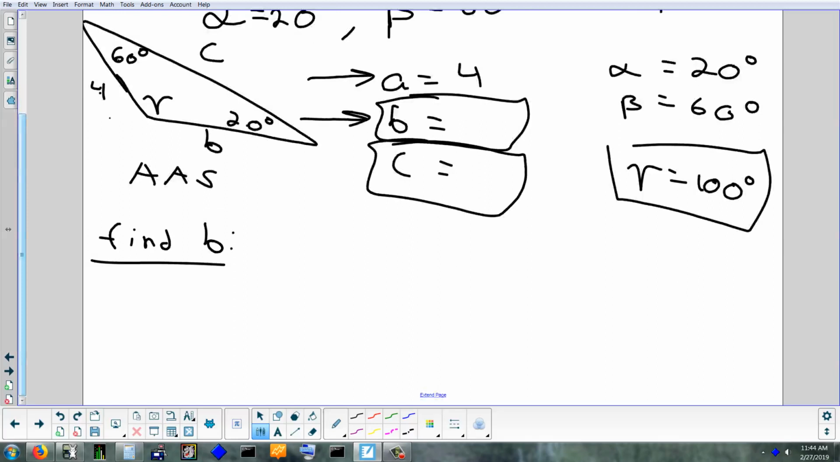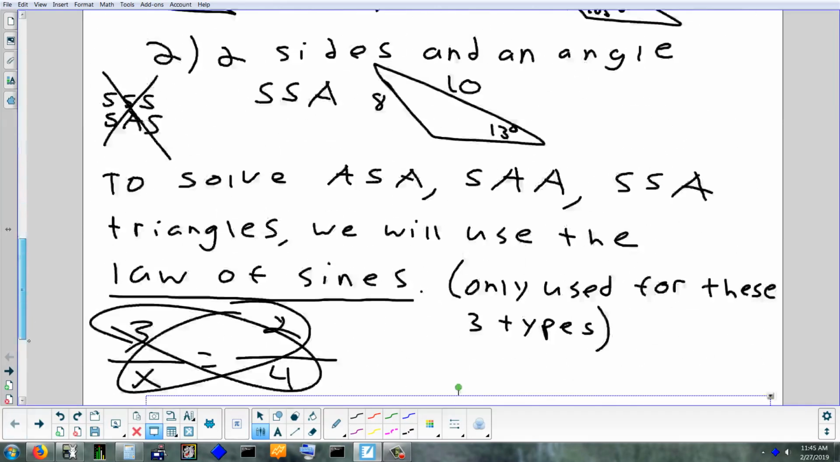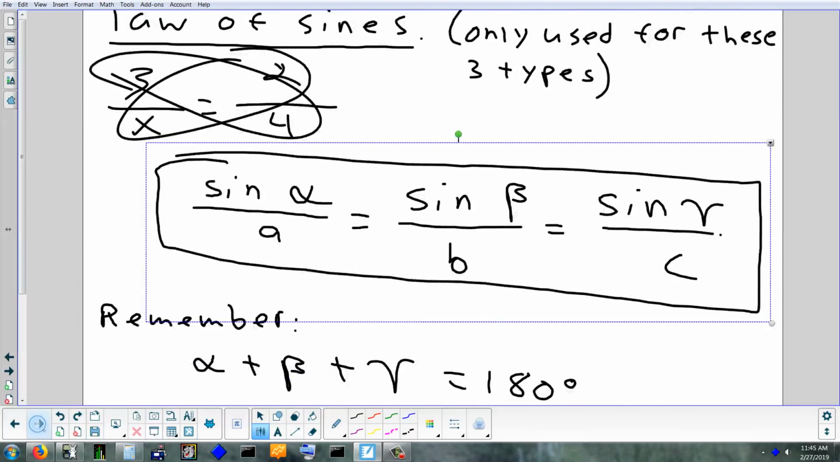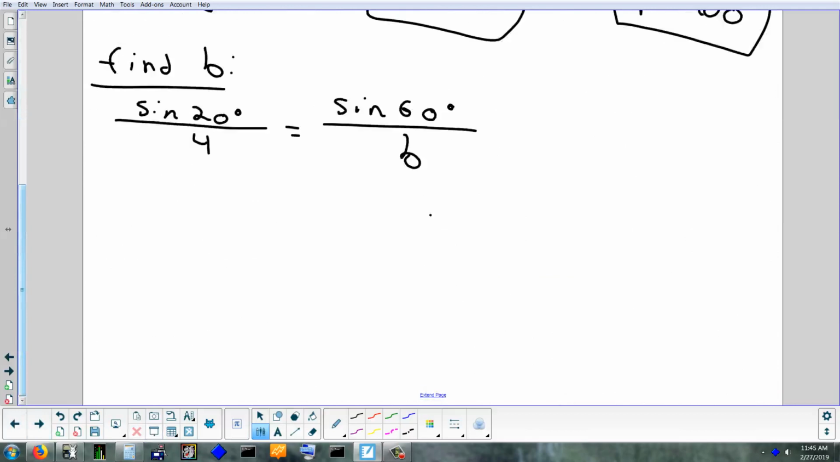So let's go back and look up law of sines that has the A and the alpha part. Yeah, we don't need to look it up. So sine of alpha over A. That's the first fraction, except A is 4. So fill in what you know. And then on the other side, sine of beta over B. Again, just fill in what you know. Sine of 60 over B. And now solve for B.